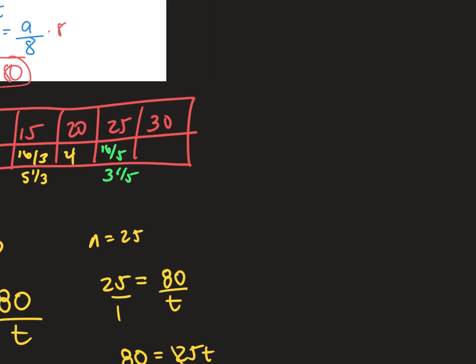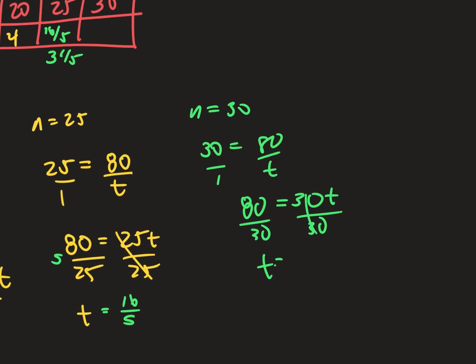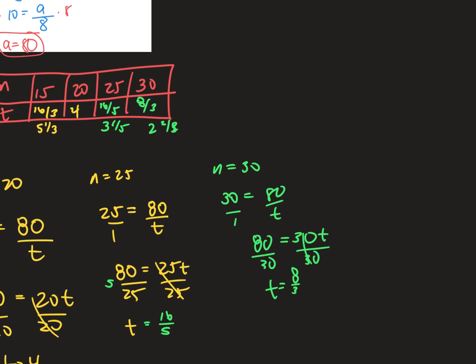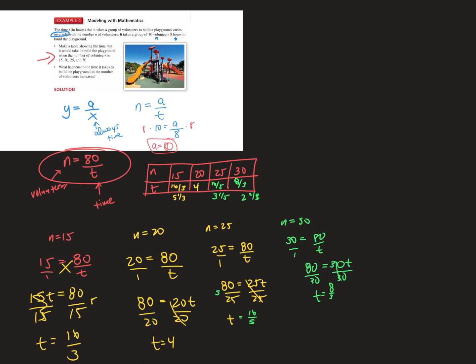You guys see that? So when we increase our n value to 30 volunteers and we cross multiply, we have 80 equals 30t. Divide by 30. So t equals 8 over 3. How many times can 3 go into 8 without going over? 2 and a bit, 2 2/3. So what happened to our time? I've added 5 more people, so our time went which direction? Down. The fewer people, the more time it took.